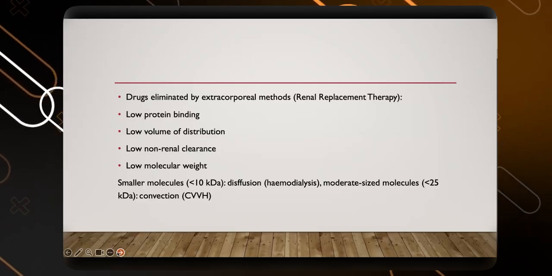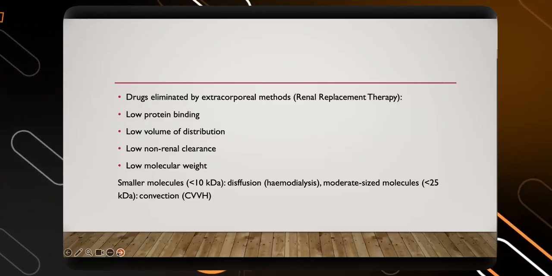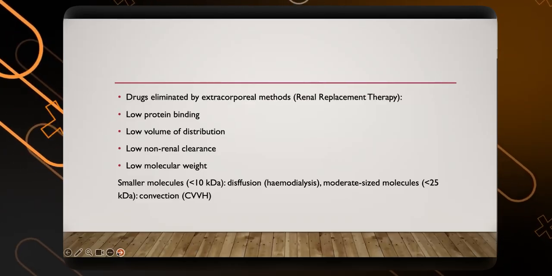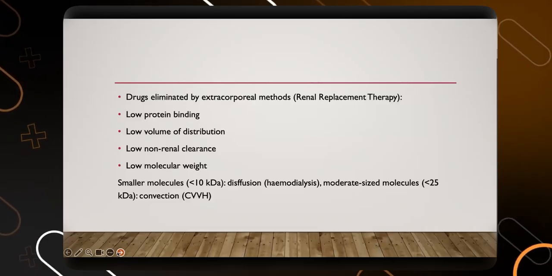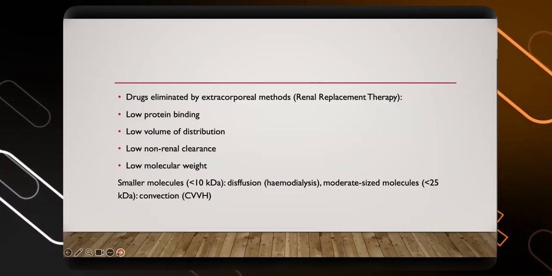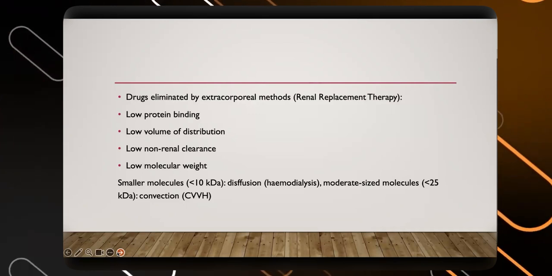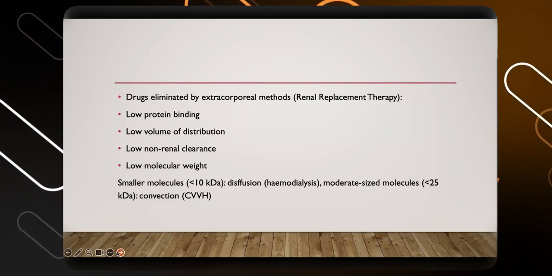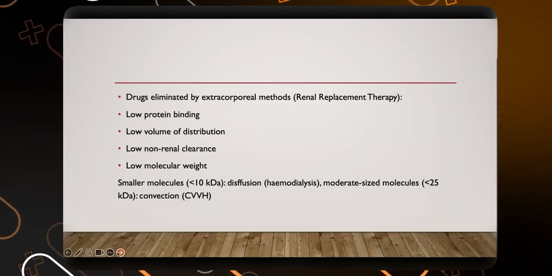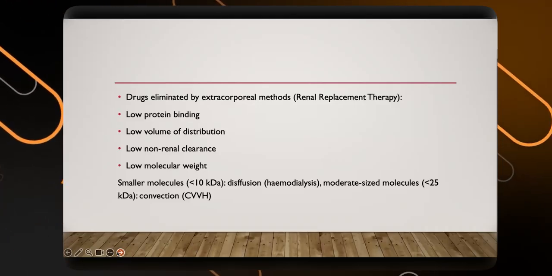Now, drugs which could be eliminated by extracorporeal methods, for example, renal replacement therapy, include low protein binding drugs, drugs with low volume of distribution, low non-renal clearance, and low molecular weight. Smaller molecules, which are less than 10 kilodaltons, can be removed by diffusion, that is hemodialysis, and moderate size molecules, which are typically less than 25 kilodaltons, by convection or continuous veno-venous hemofiltration.